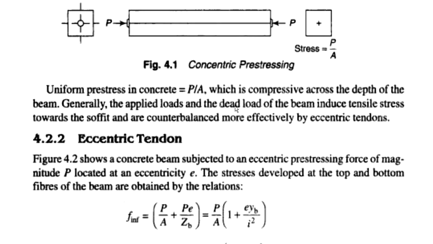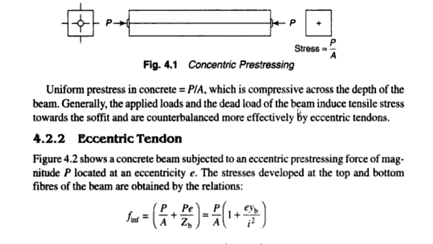Generally, applied loads and the dead load of the beam induce tensile stresses. This is a very important point which you have to note. Whatever the pre-stressing force is, it is going to induce force in compressive nature, but the applied loads and the dead load of the beam induce tensile stresses towards the soffit, which are counterbalanced more effectively by eccentric tendons. As these loads are inducing tensile stresses, there will be bending. So to counteract that, the more effective way is to provide an eccentric tendon. Okay, so we will see further.